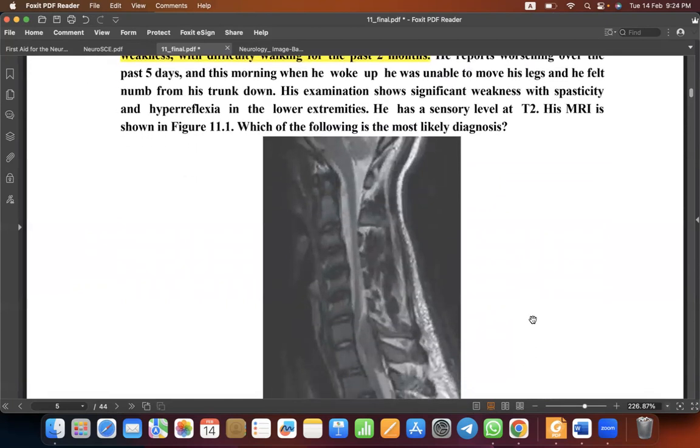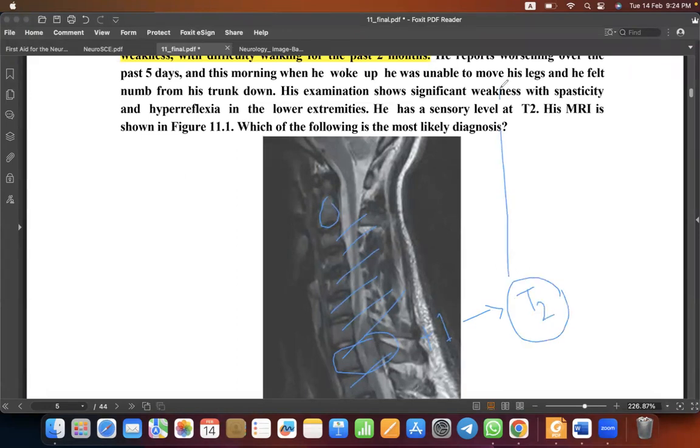So as you can clearly see, there's some problem here. This is cervical 1, 2. This is cervical 3, cervical 4, cervical 5, cervical 6, cervical 7, thoracic 1, thoracic 2. So I guess we can always add 1 with the thoracic level. So the vertebral level is T1, so the sensory level could be T2 most likely. As you can clearly see, the sensory level is at T2. And second thing is that there is some swelling. As you can clearly see, there is some issue ongoing here.